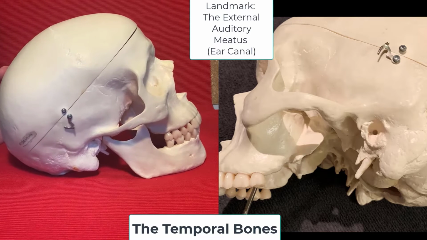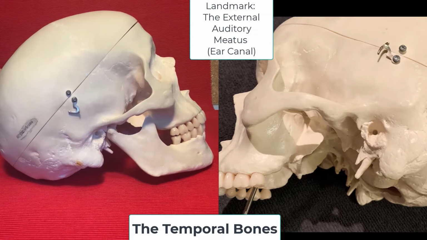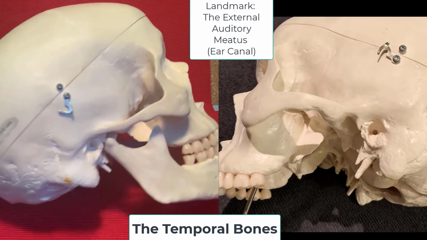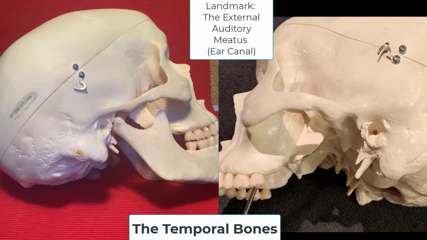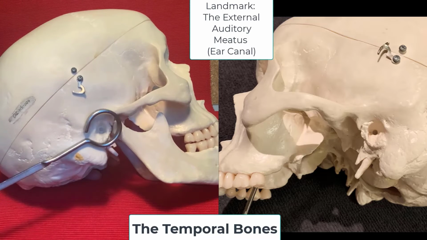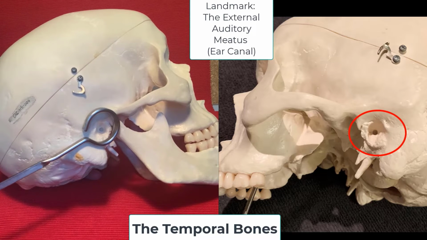Another feature on the temporal bone that we talked about previously is called the external auditory meatus. Can you find the external auditory meatus? Right here. It's your ear canal.